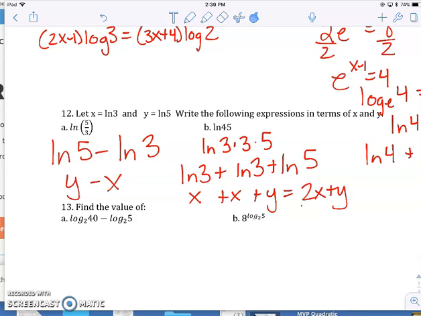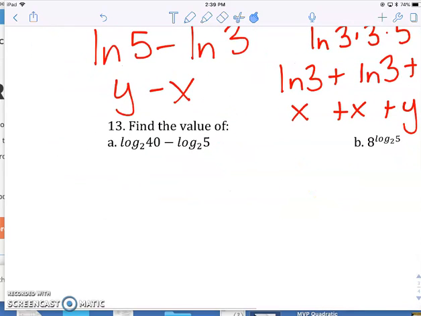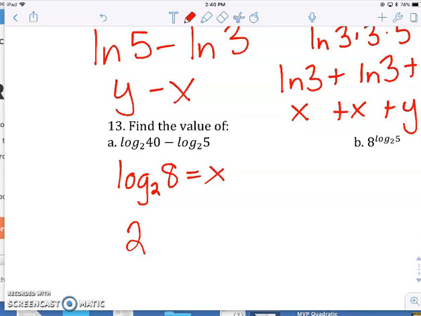And then the last two here. So subtraction goes back to division. So this is log base 2 of 8. And we have to evaluate. So I would say let's set it equal to x. And let's write it as an exponent in exponential form. So 2 to the x equals 8. So 2 to what power is 8 is 3.